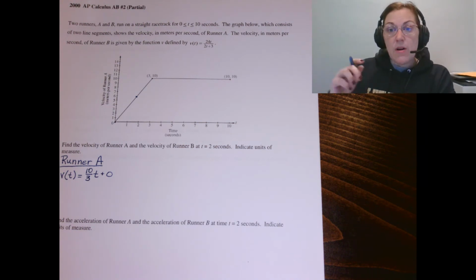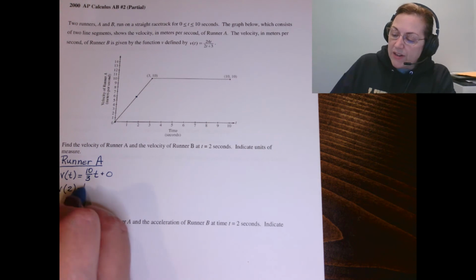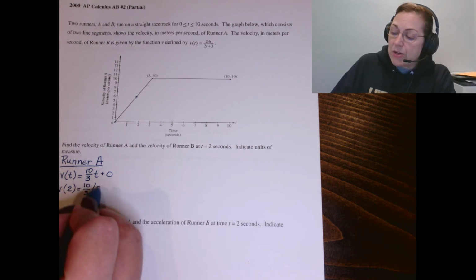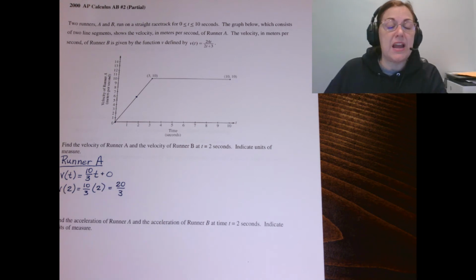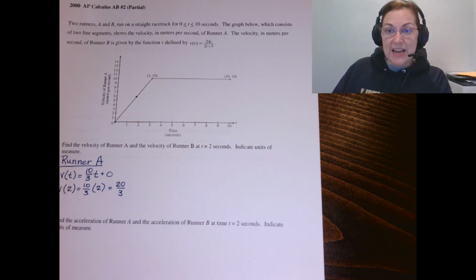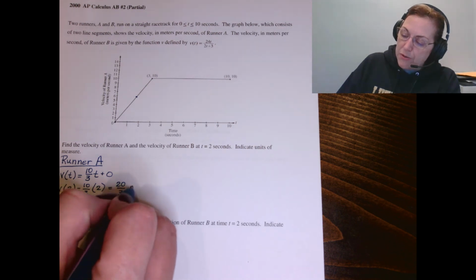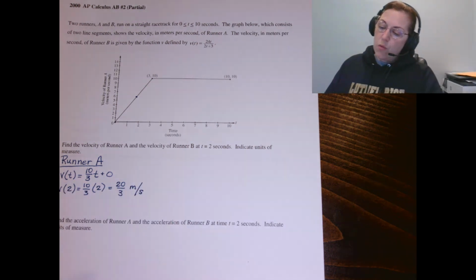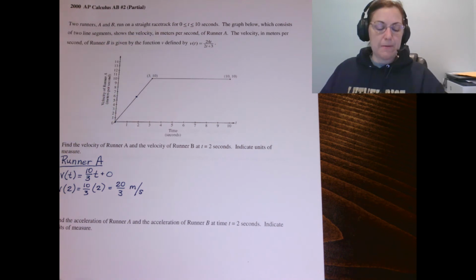So now I can just plug in 2, and I'll get 10 thirds times 2, or 20 thirds, for the velocity of runner A at time t equals 2. Be sure to include your units, which were meters per second. We were told the graph shows the velocity in meters per second.